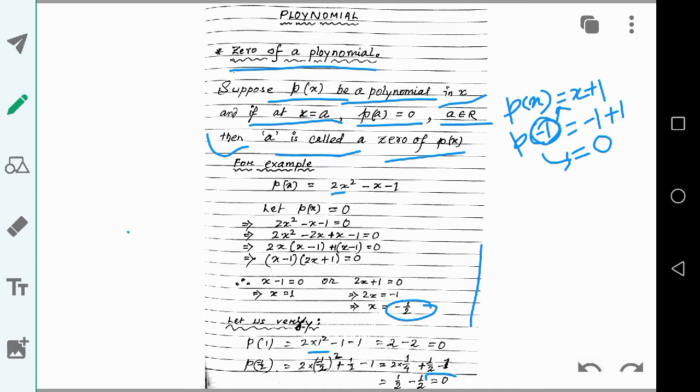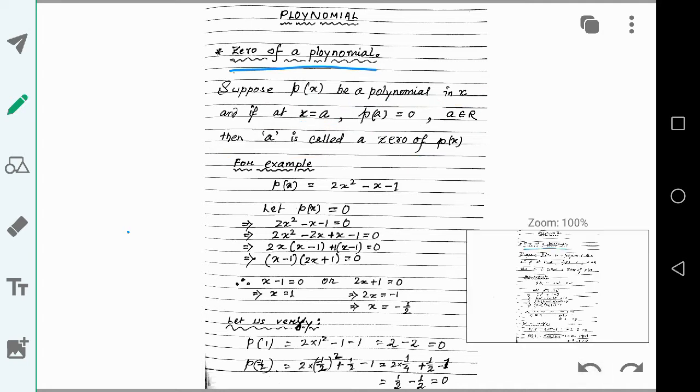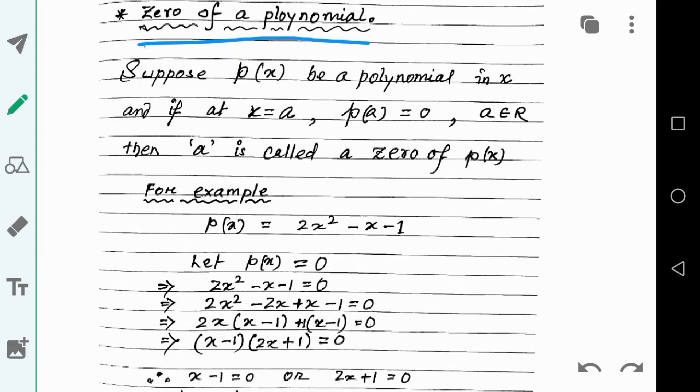So we can understand that a zero of a polynomial is such a number that if you replace the variable by that number, then the polynomial gives 0. So here is the definition: if p(x) at x equal to a gives 0, then a is said to be a zero of this polynomial.